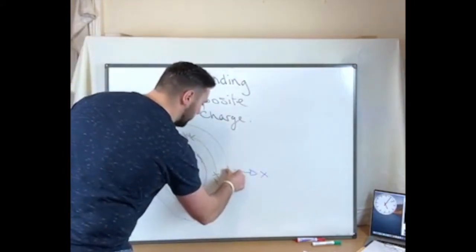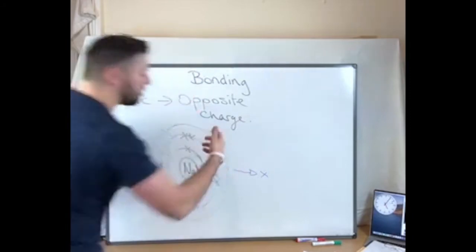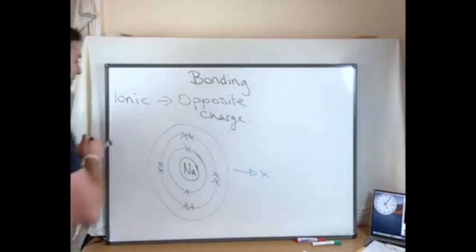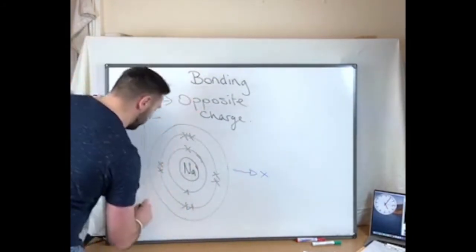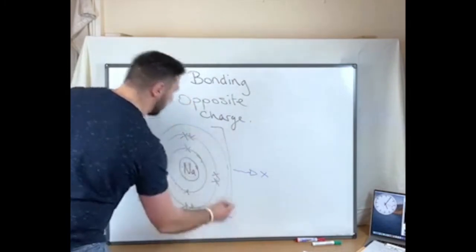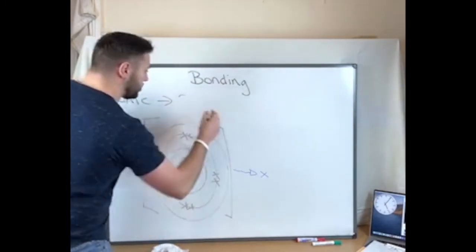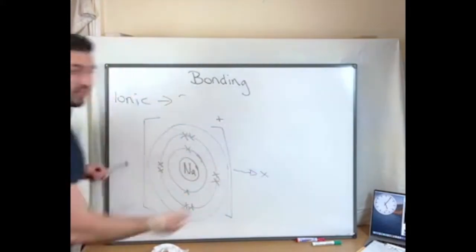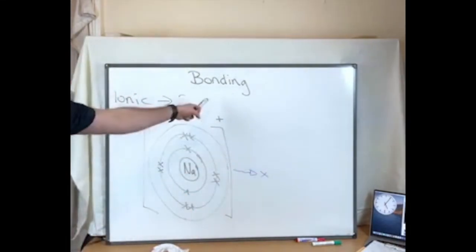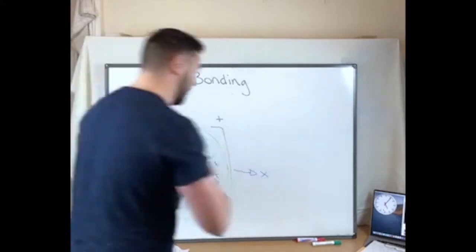And as a result, because the sodium atom is losing something that's negative, it in itself will become positive. Okay, so initially, when it loses that thing that's negative, it's going to become positive. So we just call this a positive ion.